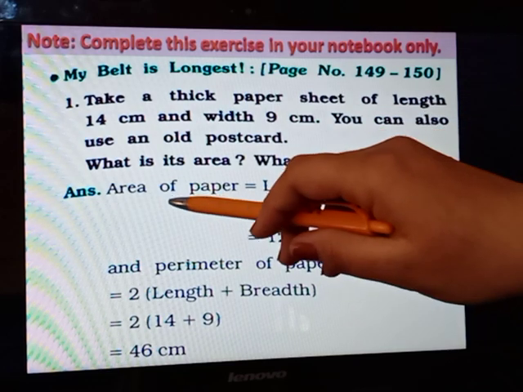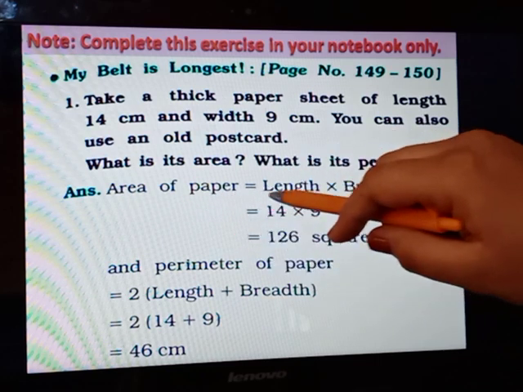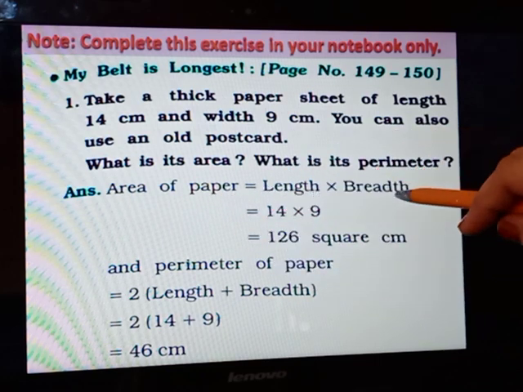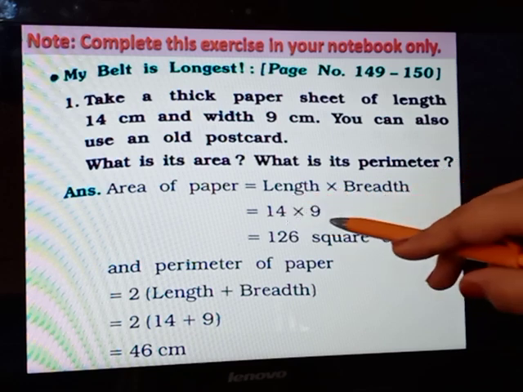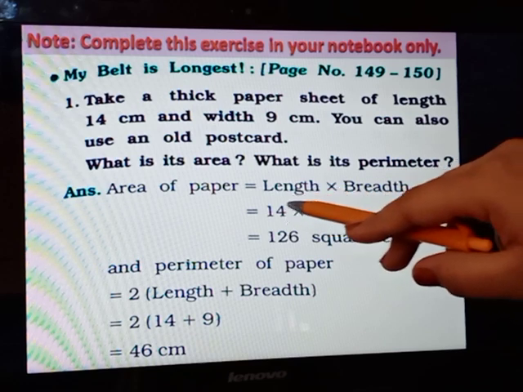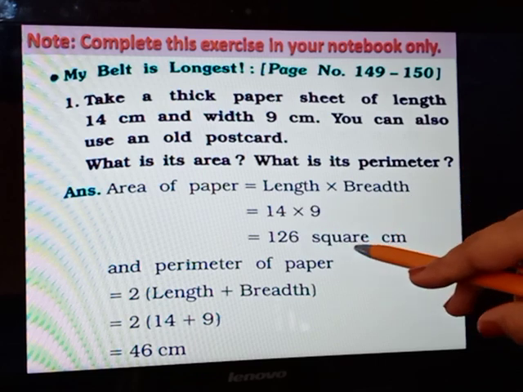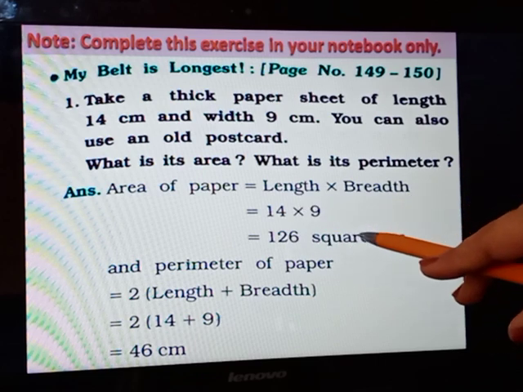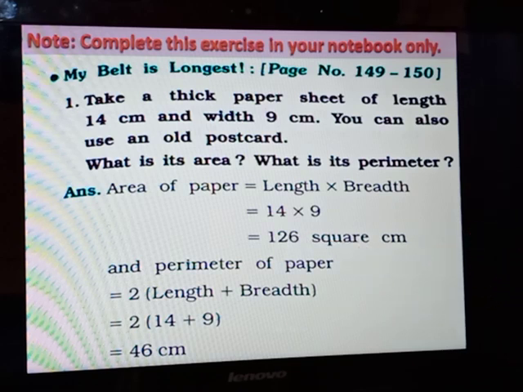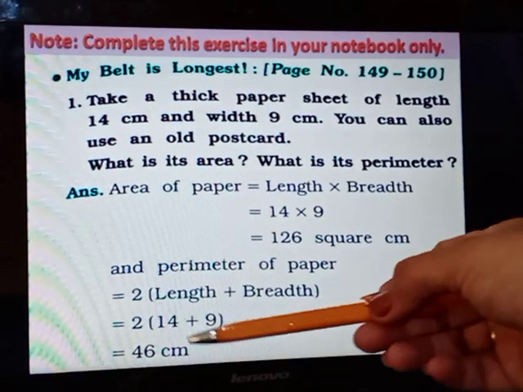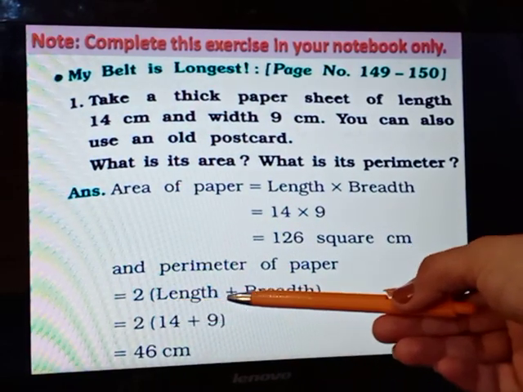So first of all, we will find the area. Area of paper equals length multiplied by width. Now we will keep the value, length 14 centimeter and width 9 centimeter. So 14 nines are 126, and we will use the word square while finding the area. So 126 square centimeter.